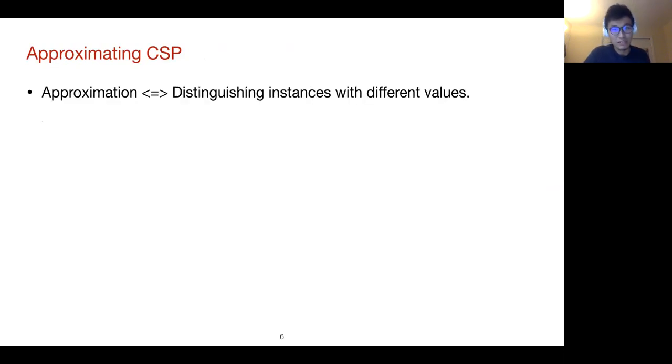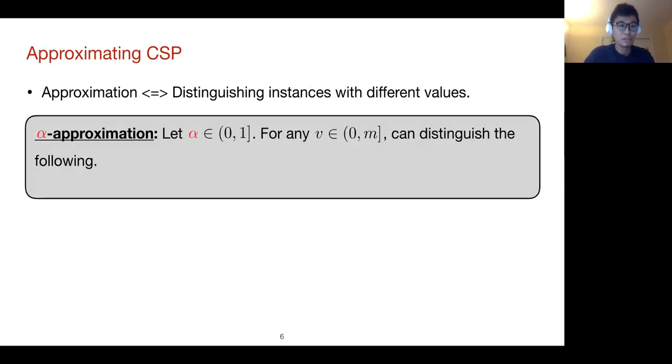And what is approximating CSP exactly? Let me define this formally using a distinguishing problem. When we say there is an algorithm that gives an alpha approximation for a certain alpha between 0 and 1, it means that it can distinguish the case where the instance has optimal value greater than v, or the no instance where the value is less than alpha times v.